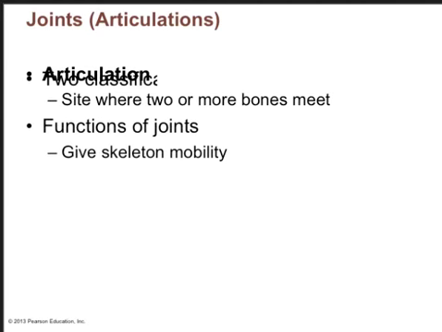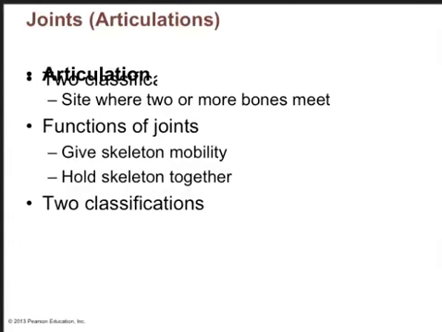These articulations give the skeleton mobility in the case of joints that are slightly or freely movable, and they hold the skeleton together, and that really encompasses all joints. And there are two classifications. There are functional classifications for joints and also structural ones.